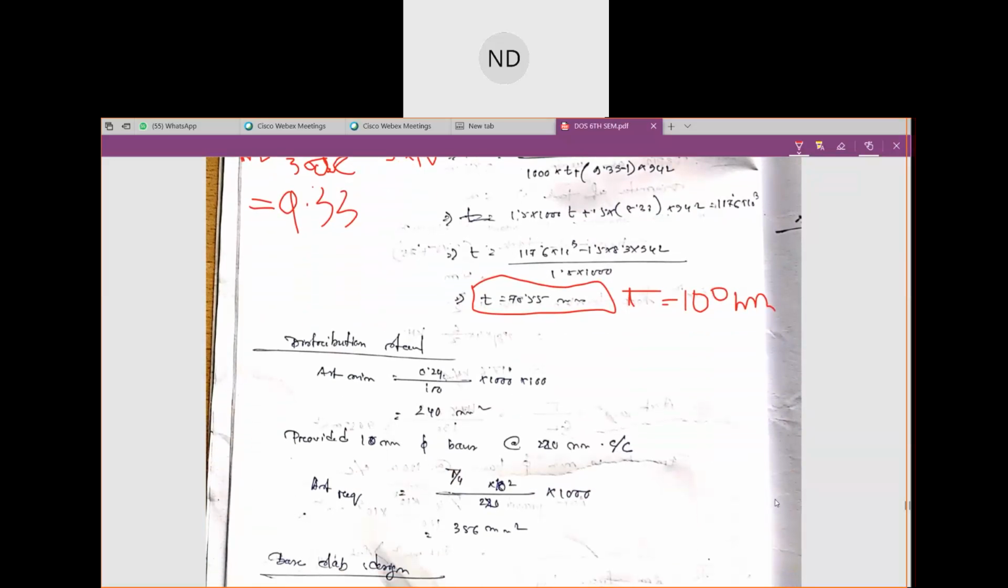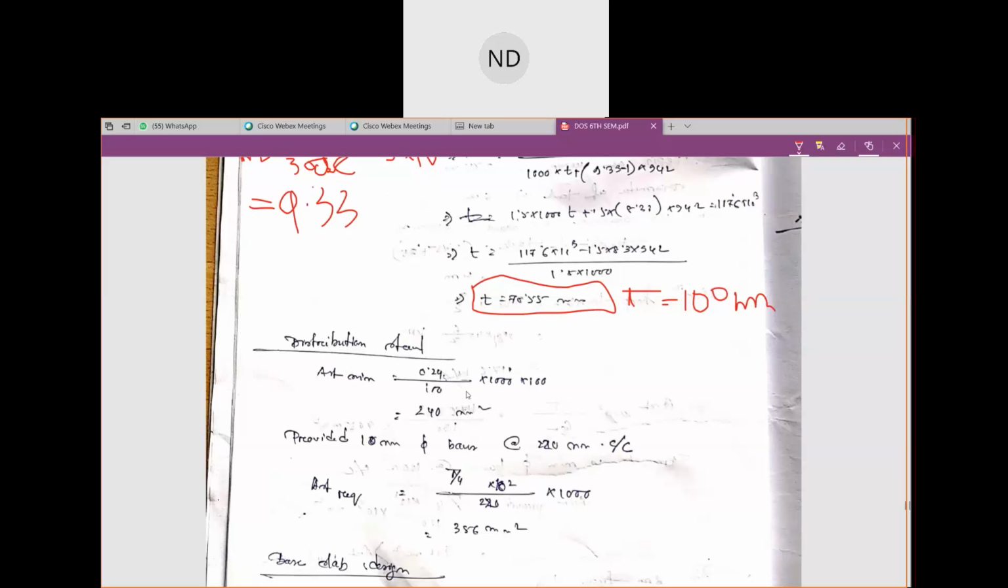So for that, the distribution steel, the minimum area of steel, we know already is 0.24% of the area. So 0.24% of B into D, and our D, the thickness, is how much? 100 mm. So the minimum area of steel is how much? 240 mm square. Now we can provide 10 mm.